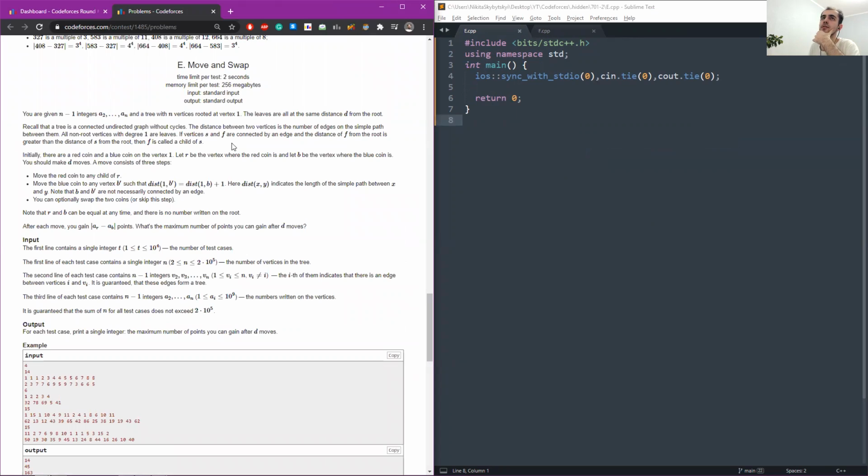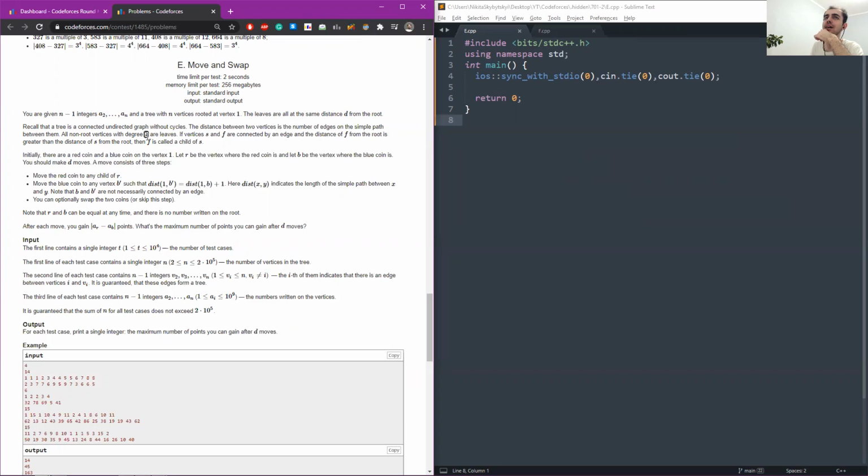Problem E, move and swap. It pretty much sounds like C++ idioms. No, I mean, move semantics, swap idiom, something like that. I'm pretty sure the problem is going to be completely different, though.